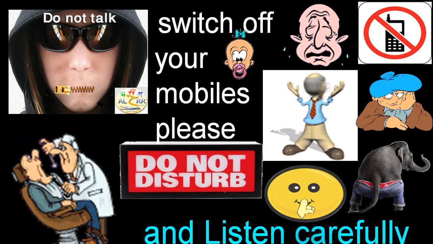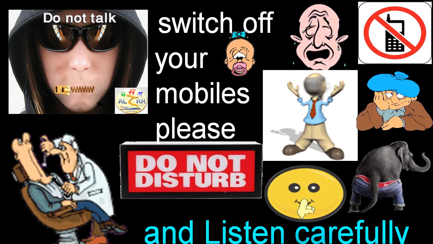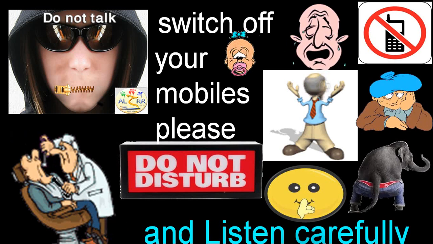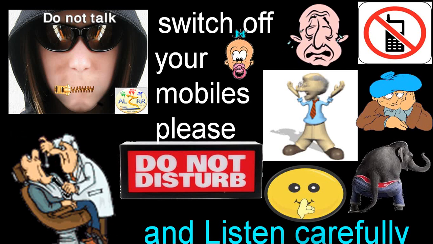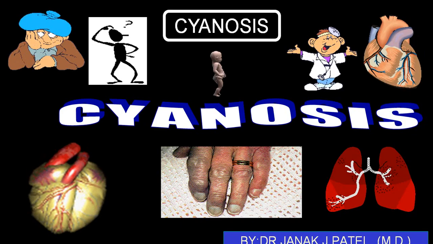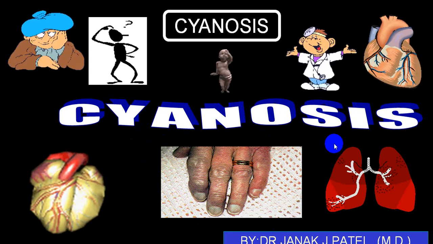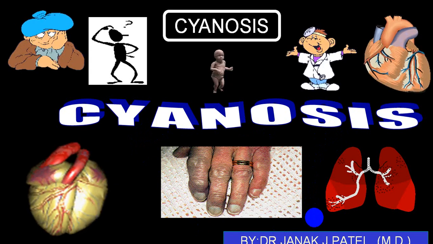Today we are going to deal with one of the very useful topics in your theory, asked as a short note, and very commonly asked in your oral exam, that is cyanosis. And it will be extremely useful in your everyday practice because you will come across this patient. You will have to identify first whether it is cyanosis or not, and then try to differentiate which type of cyanosis it is, and then try to find out the cause of cyanosis. So today we'll be dealing with cyanosis. Cyanosis is one of the symptoms as well as a sign which you come across on examination.